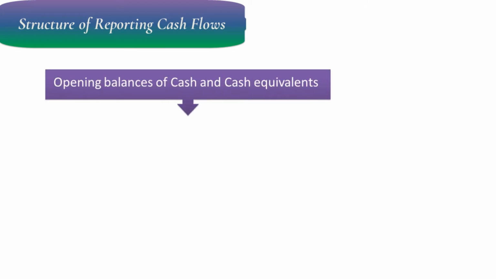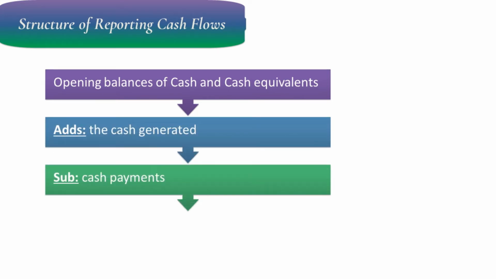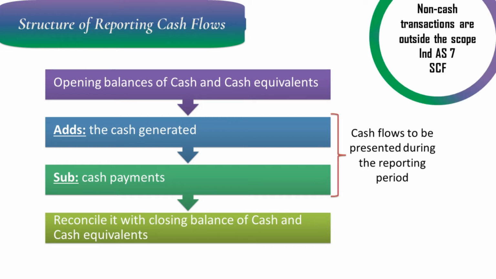Now quickly go through the structure of reporting cash flows. First, take opening balances of cash and cash equivalent as base. Add cash generation during the reporting period. Subtract cash payments during the reporting period, and the total should reconcile with the closing balances of cash and cash equivalent. Next topics will be concentrating on point number 2 and point 3. So please concentrate. Our next topic is presentation of statement of cash flows.